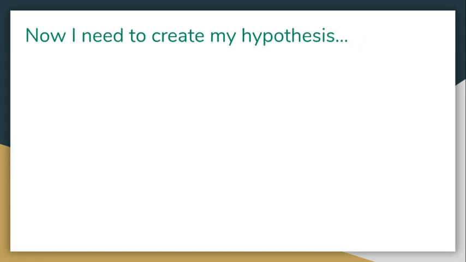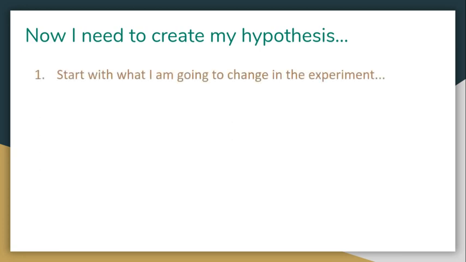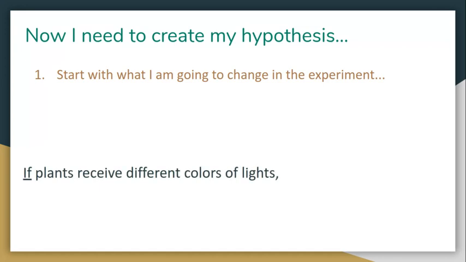And now I need to create my hypothesis. So I've asked my question, and I have done a little bit of research, or I've used some of my prior knowledge, which means the knowledge that I already knew. And now I'm going to create my own hypothesis. So remember, I said a hypothesis needs to be in an if, then, because statement. So first, I'm going to start with what I'm going to change in the experiment. And what I'm going to change in this experiment is if plants receive different colors of light.